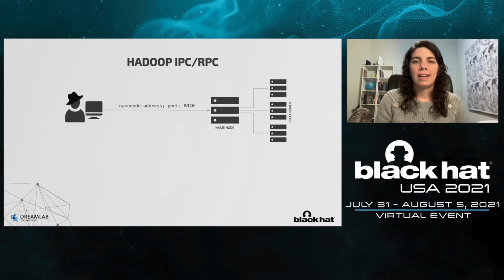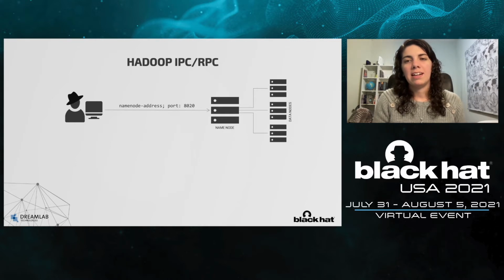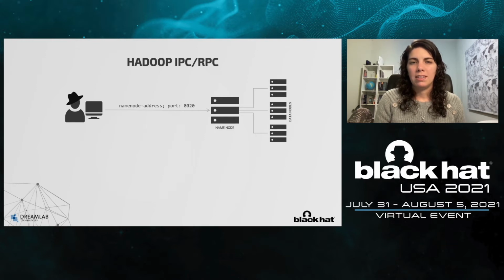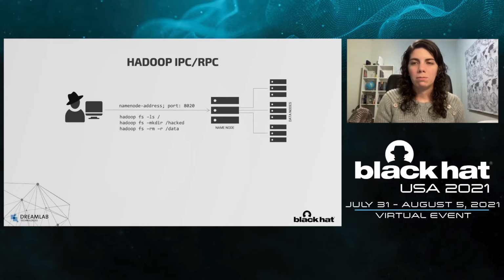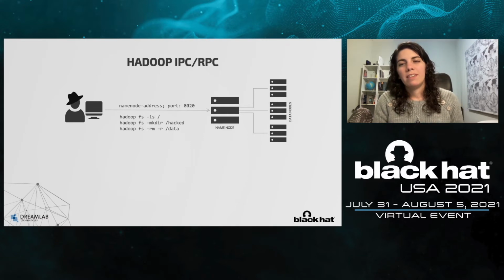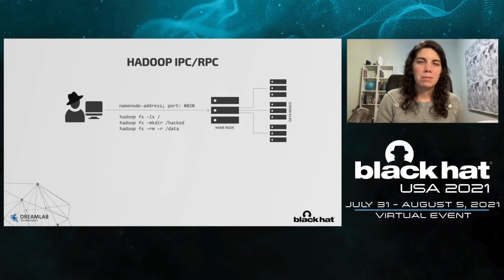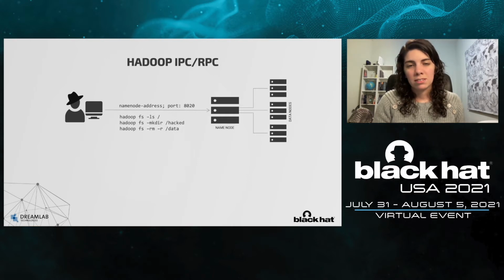Hadoop exposes an IPC port on 8020. So we should find this port open in the Hadoop name nodes. If we can connect, we could execute Hadoop commands and access the stored data. However, this is not as simple as the Zookeeper example was. Managing to do this is a little more complex.